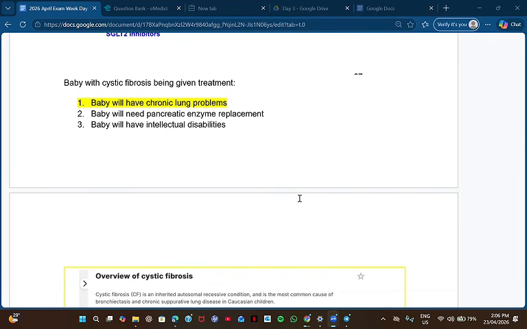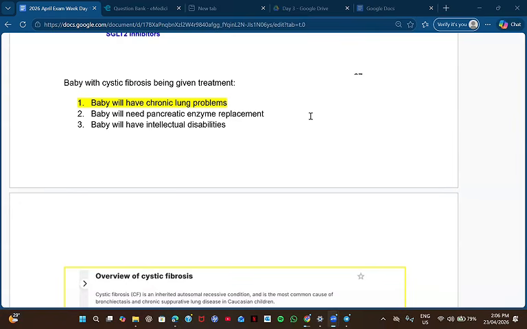So here we can think like this, because one and two both are correct, right? Is everyone agreed? Yes, right. But we need to get the most important point. So what is happening in cystic fibrosis? There are thick secretions in the lung.